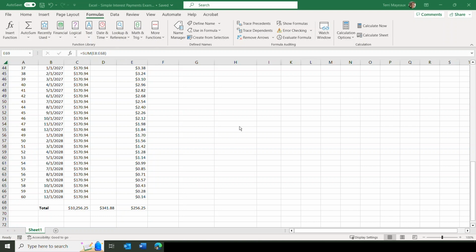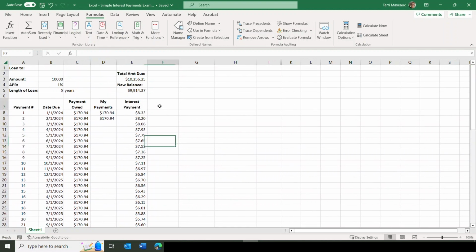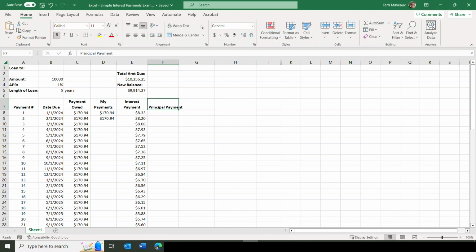Now let's go back up to the top, because there is something else that I might decide that I want to do, because besides the interest payment, I might want to know the principal payment. And let me go ahead and go to Home and wrap the text. And so the principal is that $10,000 that we are paying back.